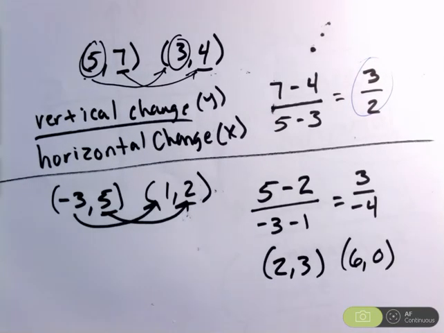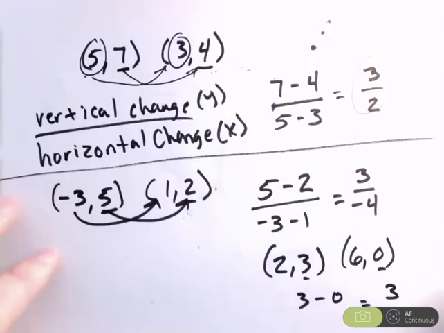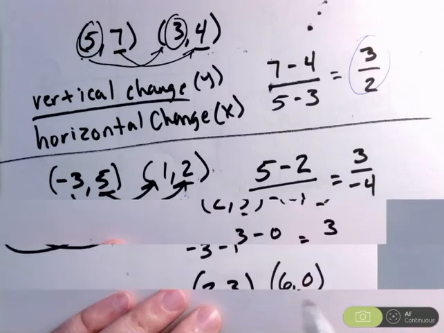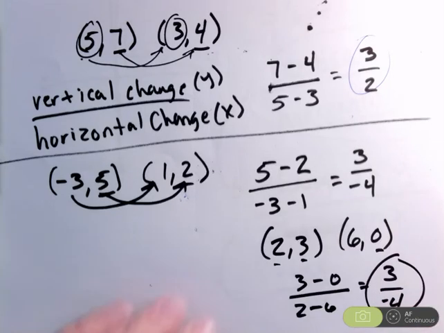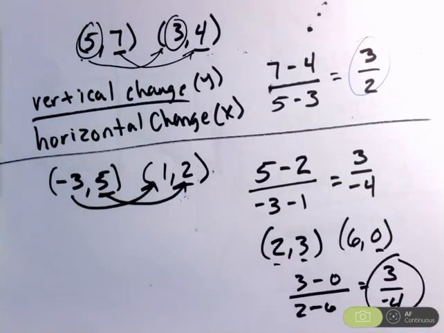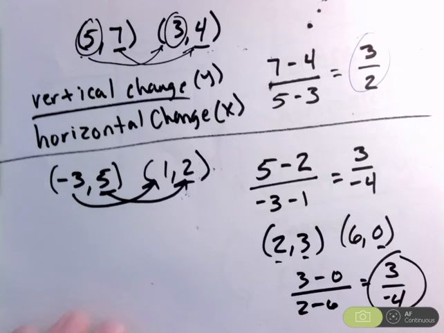Okay, so thanks for pausing that and checking that out. I'm going to do this for you real quick. 3 take away 0 is 3. Let me move this up for you so you can see it. 3 take away 0 is 3. 2 minus 6, negative 4. That ended up being the same one. Didn't do that intentionally, but that's what we got. You can graph that and see that on there.